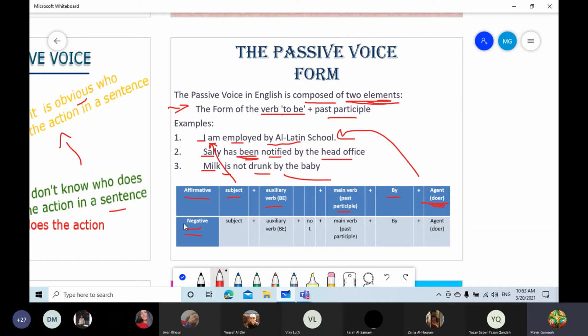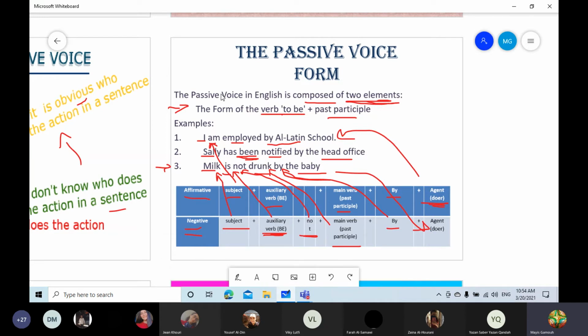But if I want to negate it, if I want to put it in the negative, بدي أنفيها, what do I do? I just add not after my auxiliary verb. So my formation for the negative sentence in the passive voice will be, look at example number 3 in here, my subject, which is milk, the auxiliary verb be, which is is, not, as here, milk is not. The main verb in the past participle, which is drunk, and then by, and then the baby, which is the agent or the doer of the action. So my sentence will become, milk is not drunk by the baby.